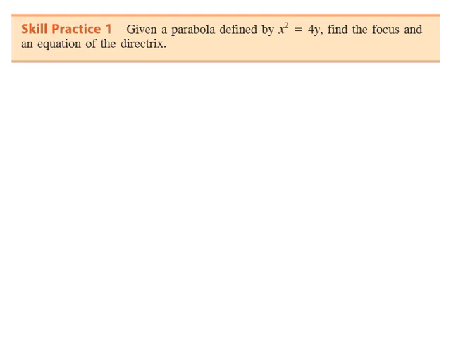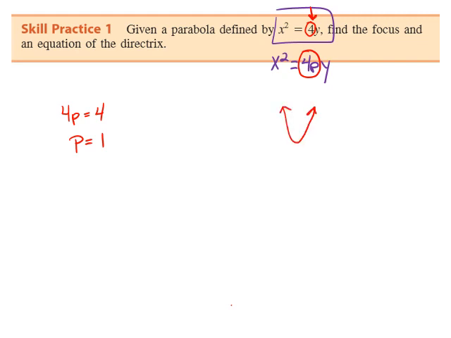Okay, so here we have a different equation. Now we have x squared. So remember, our parent equation is x² = 4py, which means 4 is replacing 4p. So I can go ahead and say that 4p is equal to 4, which means p is equal to 1. Now, it might be helpful to identify what this graph looks like. Because this is positive and x is squared, I know that this is a parabola opening upward.